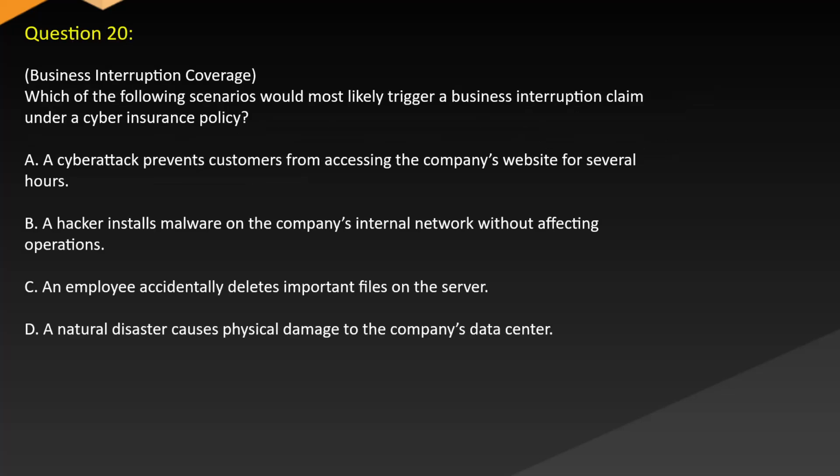Question 20. Business interruption coverage. Which of the following scenarios would most likely trigger a business interruption claim under a cyber insurance policy? A. A cyber attack prevents customers from accessing the company's website for several hours. B. A hacker installs malware on the company's internal network without affecting operations. C. An employee accidentally deletes important files on the server. D. A natural disaster causes physical damage to the company's data center.